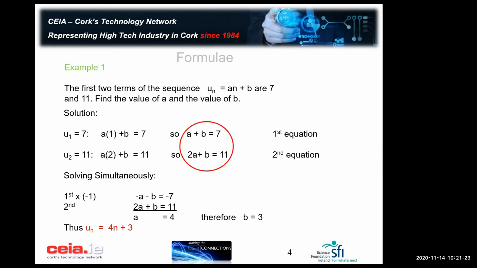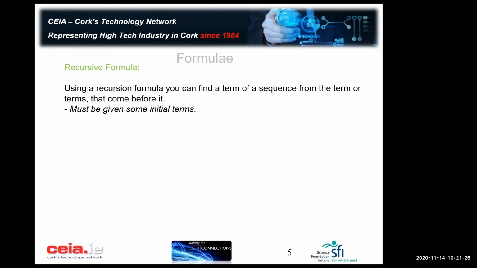Okay, we'll move on. So the next formula that you have is what's called a recursive formula. Using a recursive formula, you can find a sequence from the term or terms that come before it. In other words, a recursive formula is based on terms that already are given or known. But you must be given some initial terms. You can't find the formula unless you already have some initial terms to go on.